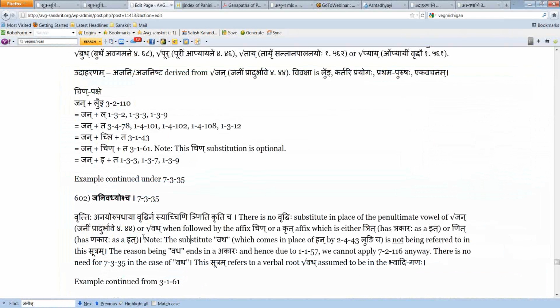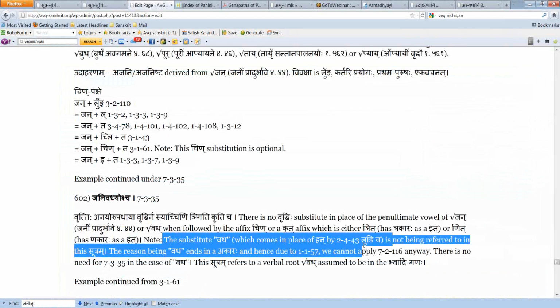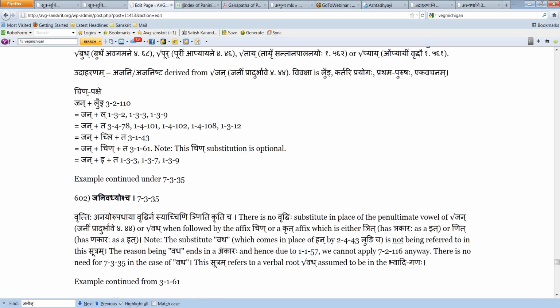So then we have to assume that the substitute vada which comes in place of han is not being referred to in this sutram. The reason being, vada ends in akaraha, and due to achaf prasin pura vidha, we cannot apply 7.2.116 anyway. There is no need for 7.3.35 in the case of vada.